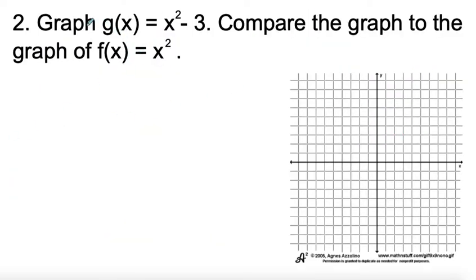Okay, let's try one more. So this one says the graph g of x equals x squared minus 3. So now I have another part to it, and I want to compare the graph to the graph of f of x equals x squared. And so again, that is the parent function.